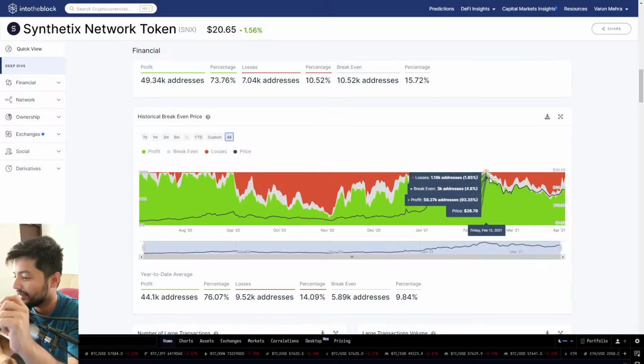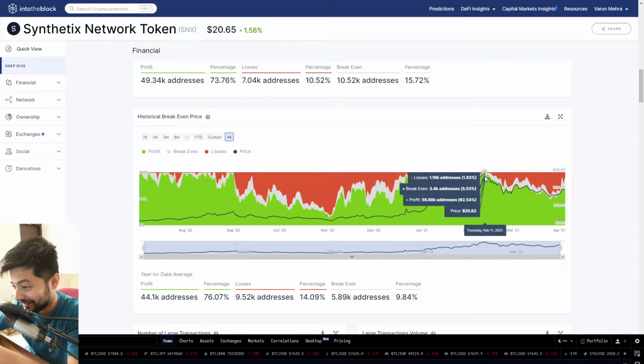Now, why these prices were not sustained is for one single reason, guys. Only 1% of the hodlers were in losses, and 92% of people holding synthetics were in profits. When the market is full of buyers, that is where you want to take some profit, something off the table, because everybody's exuberant. Most of the people will talk about only bullish stuff about the particular asset, guys.